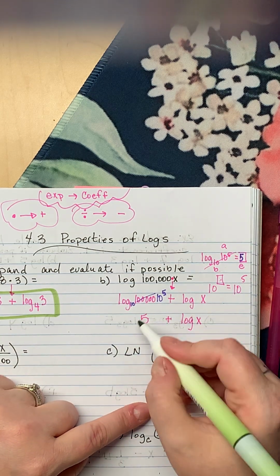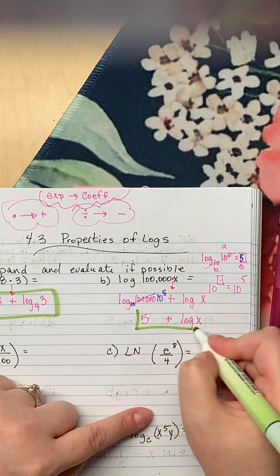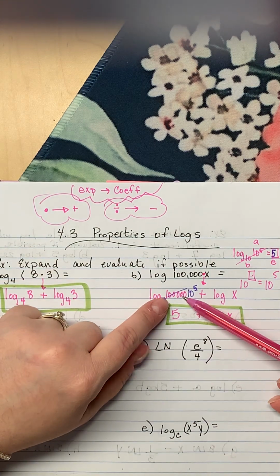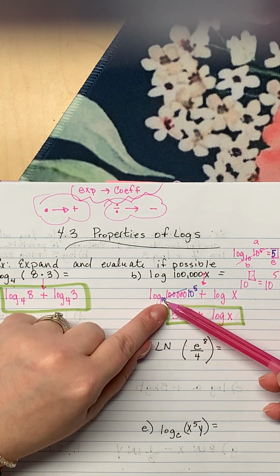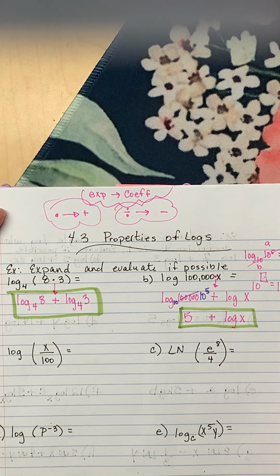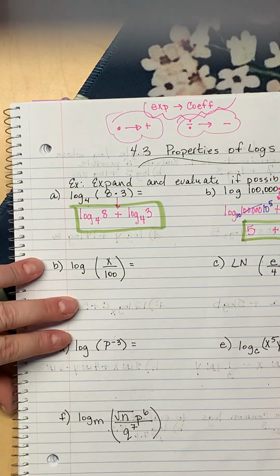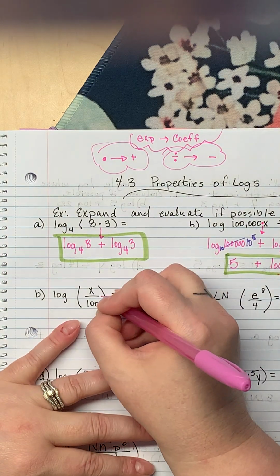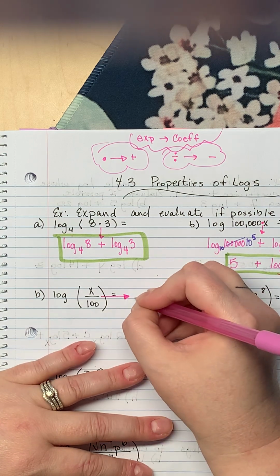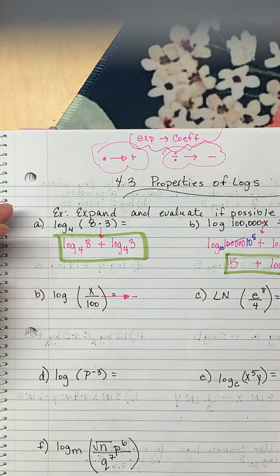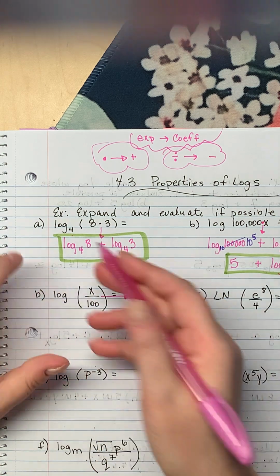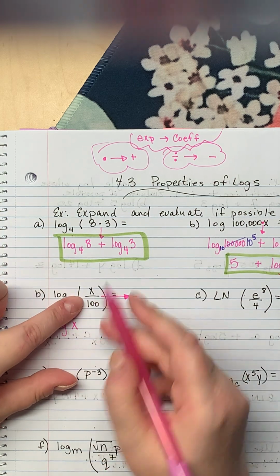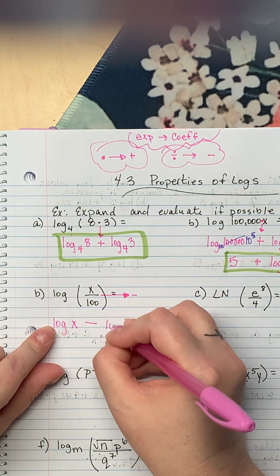So you can only evaluate when you can rewrite your number as the base with another exponent. So this 100,000 could be rewritten as the base 10 with another exponent. Okay, let's look at part B. First, we decide whether we have multiply, divide, or an exponent. And I have divide. So that divide sign is going to go to a minus. So now we distribute. It's kind of like you have log x, then a minus sign because that division turns into a minus, then log 100.